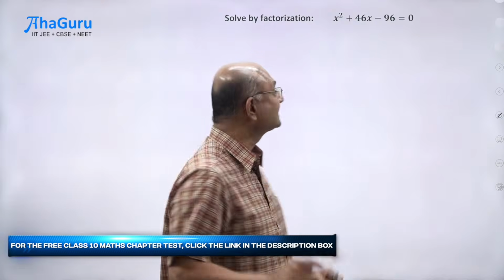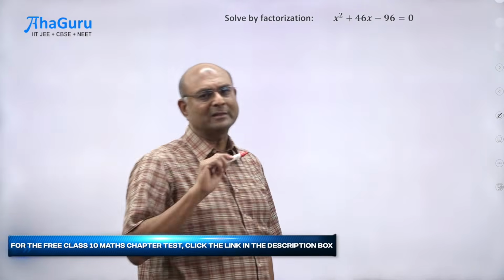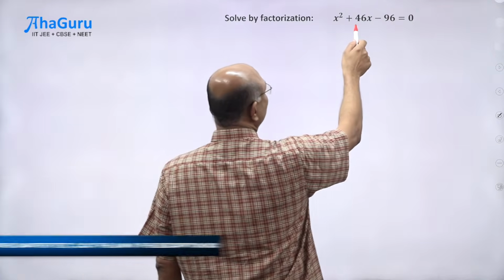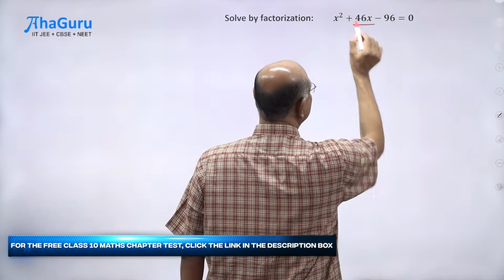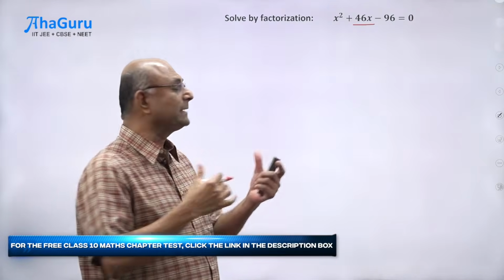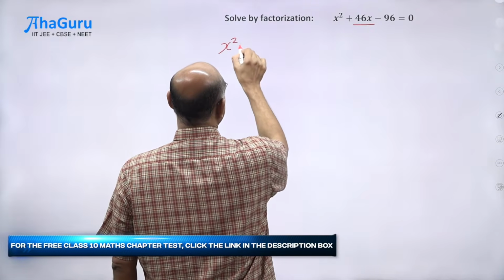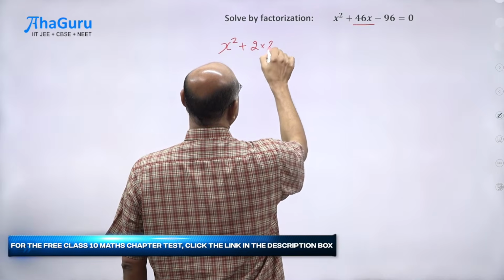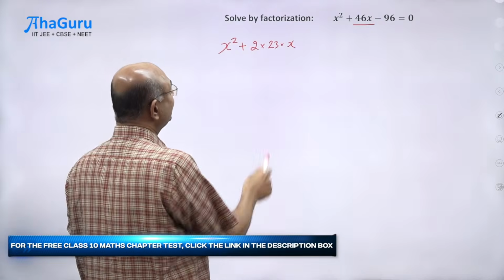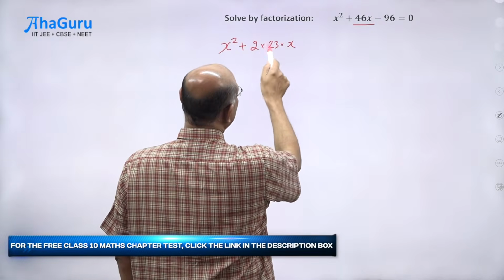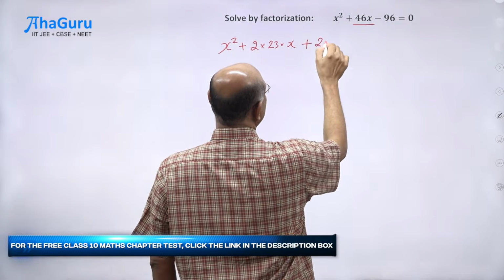Let us now use this completing squares method to factorize this quadratic polynomial and solve the equation that is given. Okay, x square plus 46x minus 96 equal to 0. So our goal will be to take this 46x and write it as 2 times something times x. Well, 46 is 2 times 23. So we can write x square plus 2 times 23 times x. Okay, and if you've got x square plus 2ax, what should I get next? A square. So here a is 23, so I should add 23 square.